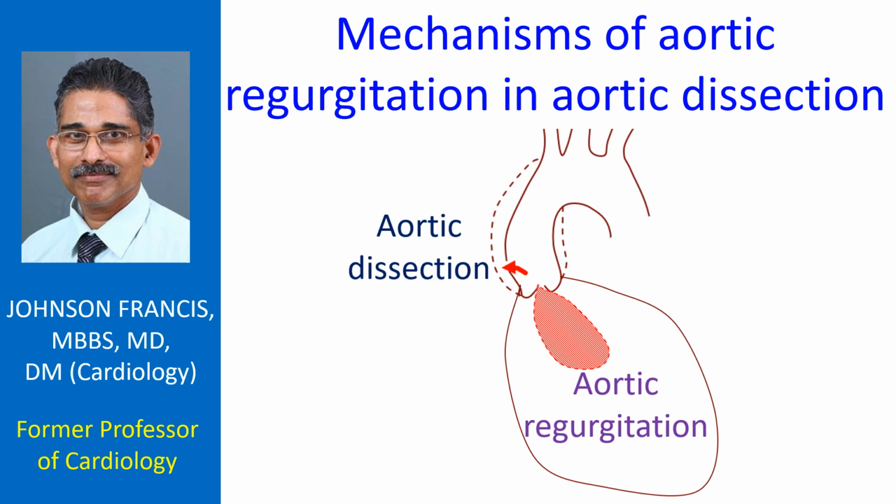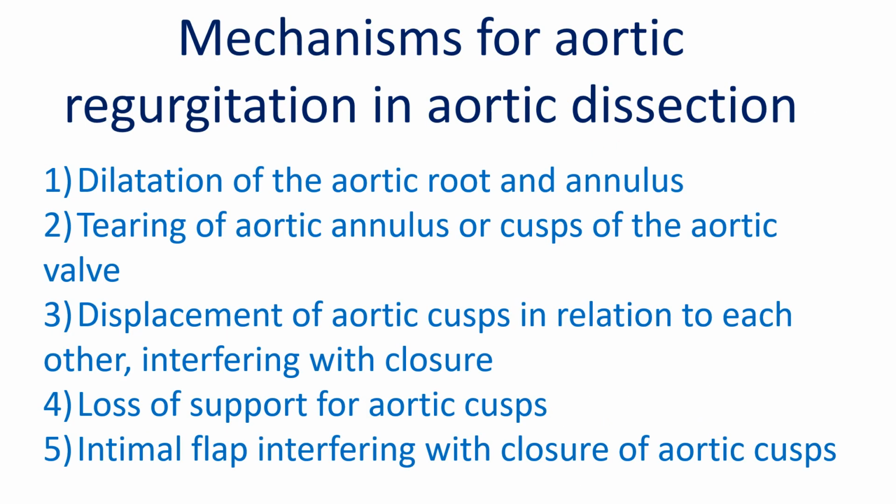Aortic regurgitation is the second most common cause of death in acute aortic dissection, the most common cause being aortic rupture. It may occur in up to 3/4 of cases of Stanford Type A aortic dissection. There are several mechanisms for aortic regurgitation in aortic dissection.